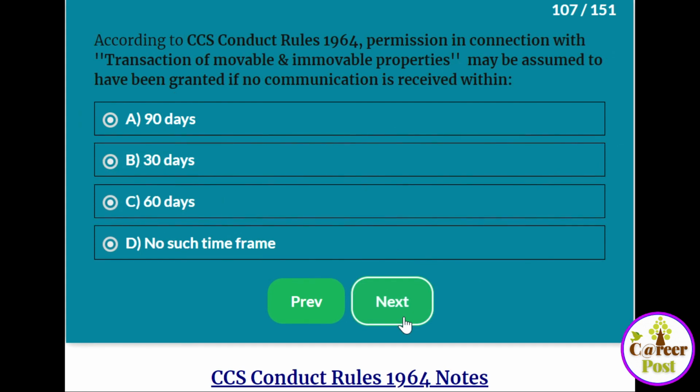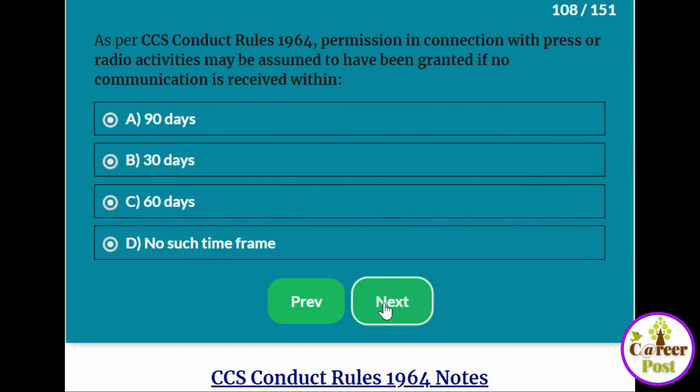According to CCS Conduct Rules 1964, permission in connection with transaction of movable and immovable properties may be assumed to have been granted if no communication is received within 30 days. As per CCS Conduct Rules 1964, permission in connection with press or radio activities may be assumed to have been granted if no communication is received within 30 days.